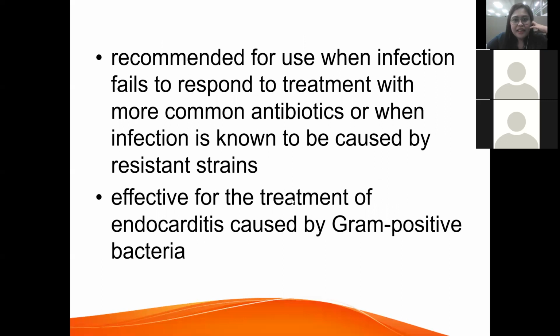Okay? Questions about vancomycin? So again, it is for gram-positive bacteria. And when do we use this? If the bacteria fails to respond to our first-line drug because it has become resistant, that's the time we use vancomycin. It can be given for endocarditis, that's inflammation of the outer portion of the heart caused by gram-positive bacteria.